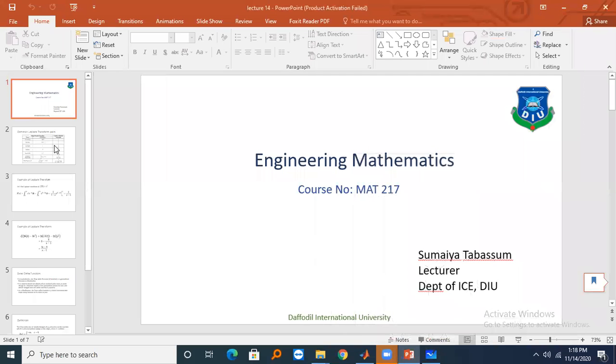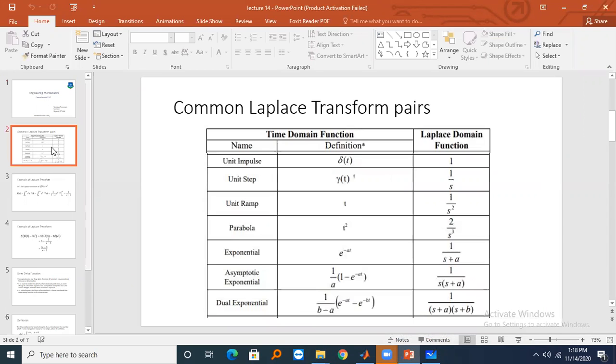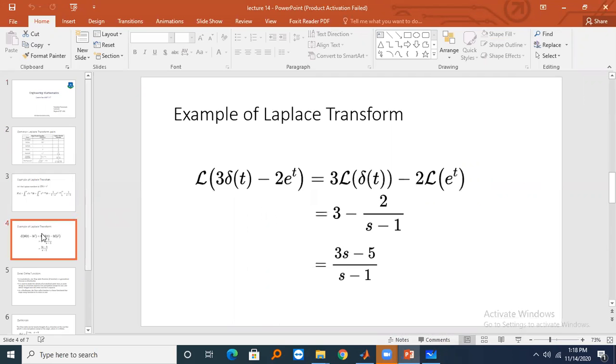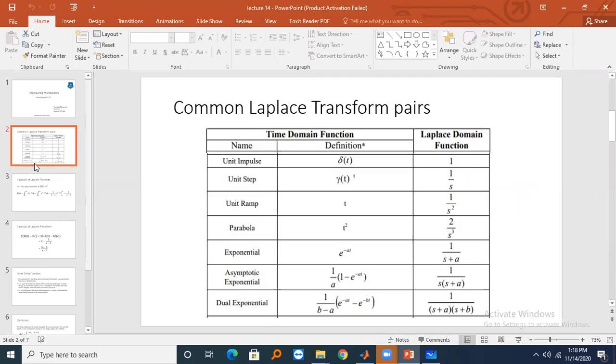Hi, today we learn about common Laplace transform pairs and some examples of Laplace transform and Dirac delta function. So, common Laplace transform pairs. Here we can see some unit impulse, unit step, unit ramp, parabola, exponential, asymptotic exponential, dual exponential function and their definitions and their Laplace transforms. Their Laplace domain functions are like this. So after Laplace transform of delta t, it converts to 1. Okay, like this we can get the Laplace transform.